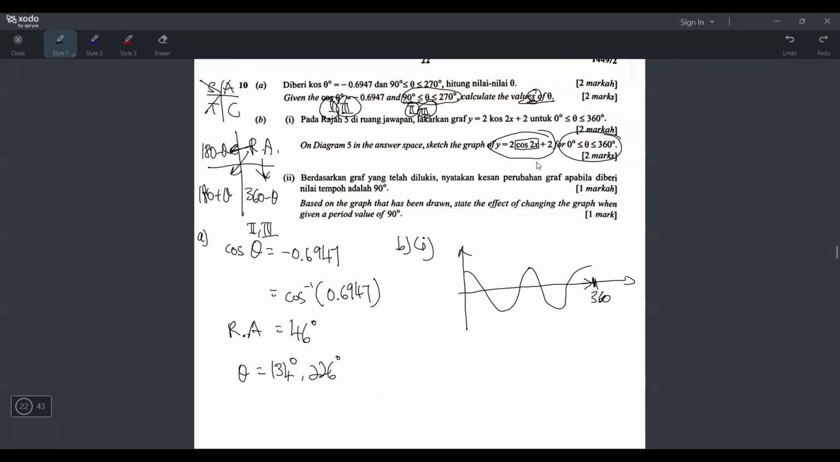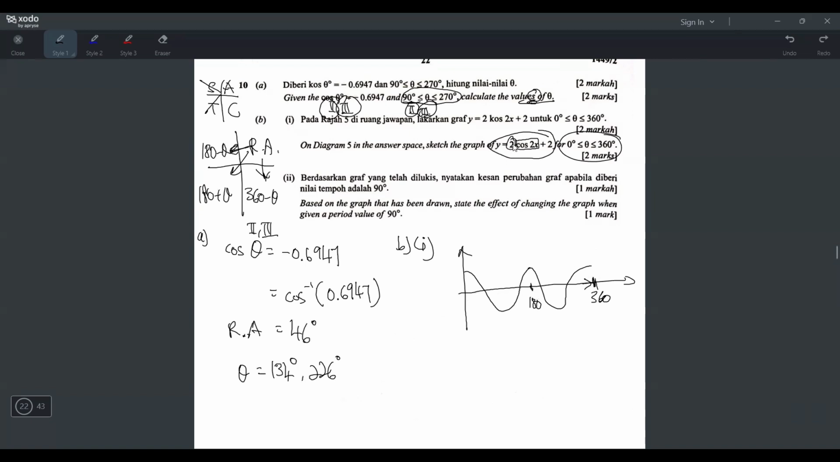If cos 1x, then it's one cos graph finishing at 360. But if cos 2x, it means two cos graphs finish at 360. It means one cos graph finishes at 180 lah. One cos graph. That's why I said the period is 180. Period is the horizontal distance for one full cycle. So that's why the period is 180.